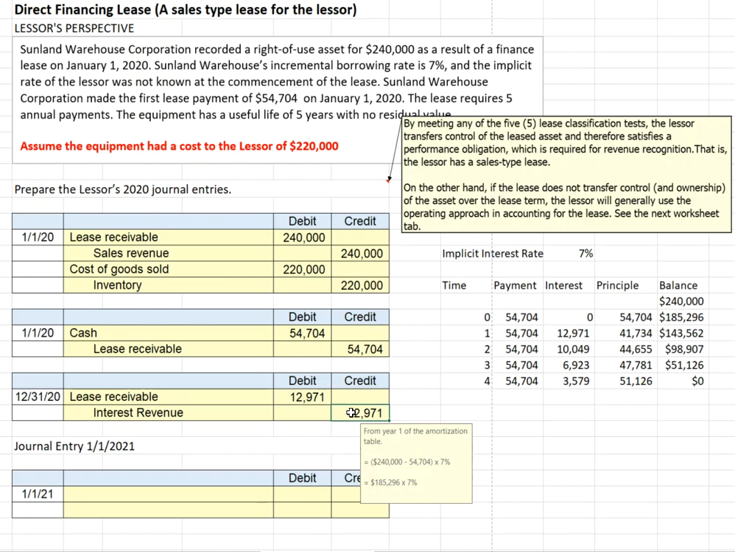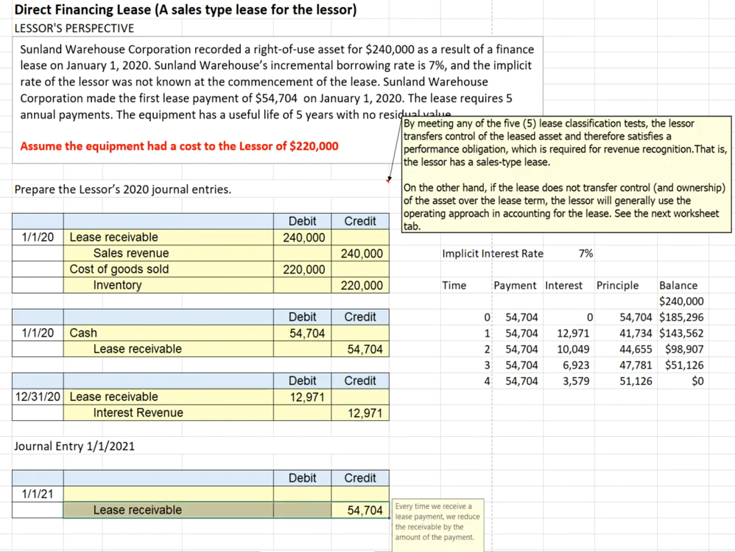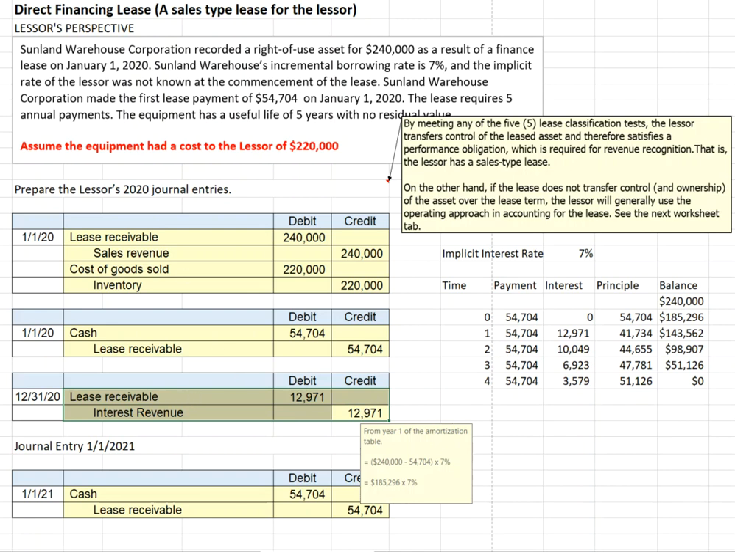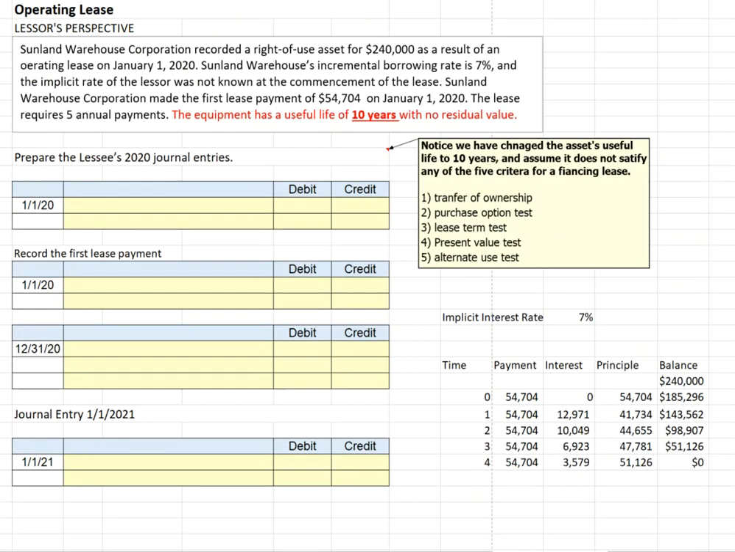$185,000 at a 7% interest rate, gives us our interest revenue of $12,971. When we receive the payment on January 1st, we record a reduction in our lease receivable and an increase in cash. And again, every time we receive a lease payment, we record a reduction in receivable and an increase in cash. In the next year, we would record interest revenue of $10,049 at year end instead of the $12,971, and we would continue over the 5-year lease life.